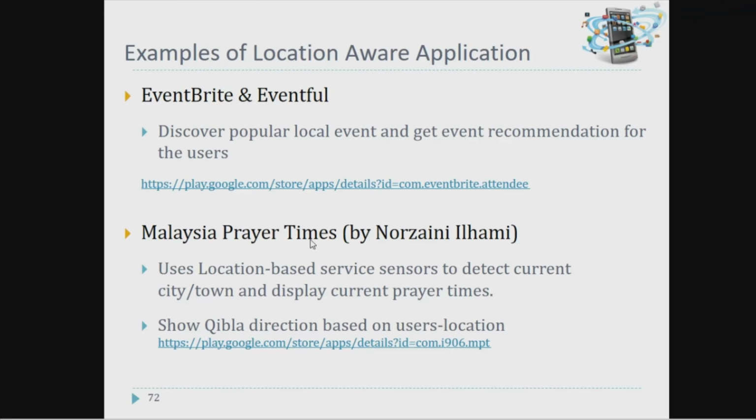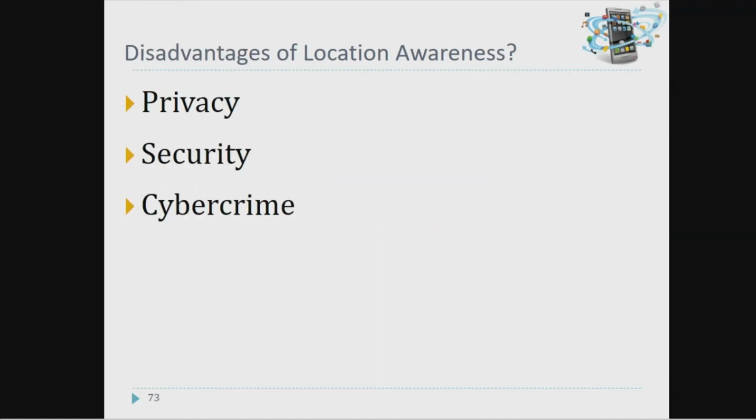It uses a location-based service sensor to detect the current city or town and displays the current prayer time. It can also show the kiblat direction based on your location. So these are examples of mobile applications where we can use location awareness technology or location-based services. We can just apply it to our mobile application.